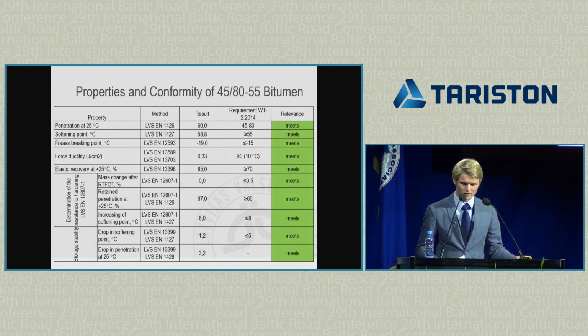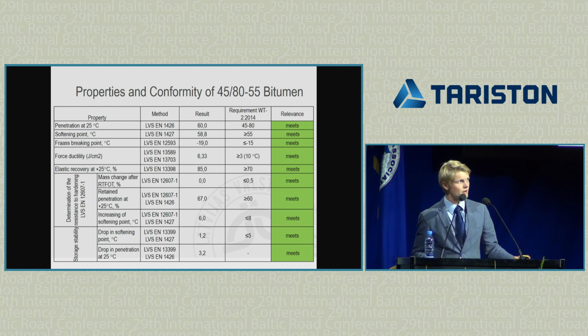Also, we tested 3 different bitumens, PMB 45/80-55, 45/80-65, and 45/80-80, which are polymer modified bitumen. All results meet Polish specifications, because in Latvia there are no specifications for polymer modified bitumen; they are in progress.